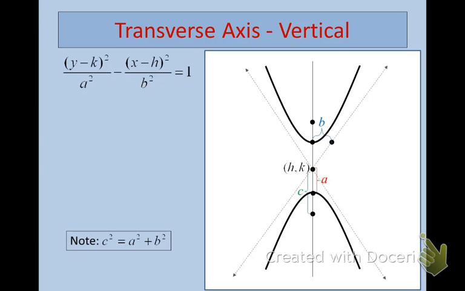Now, something did change on these asymptotes. What is the slope now? When you look here, how much are you rising now? A over, which is switched from what it was before, right? When it's horizontal, it's b over a. So that is something to keep in mind, is that it's either going to be a over b or b over a, depending on whether it's horizontal or vertical.